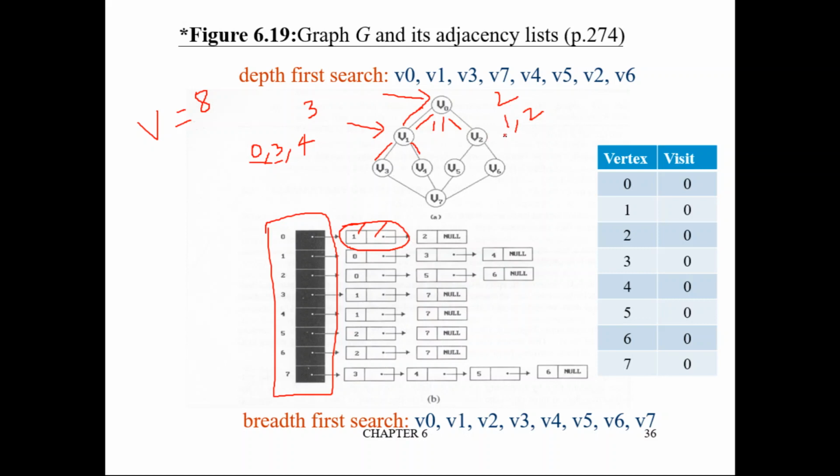Then vertex 2 has how many edges? 3. What are they? 0, 5 and 6. Vertex 3 has how many edges? 2. What are they? 1 and 7. 4 has how many edges? 2. What are they? 1 and 7. 5 has how many edges? 2. What are they? 2 and 7.